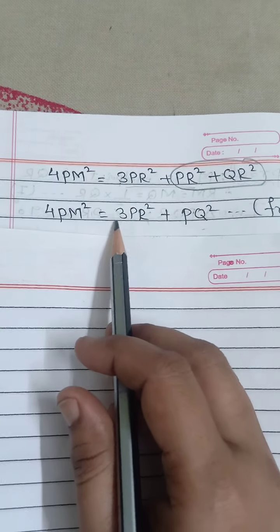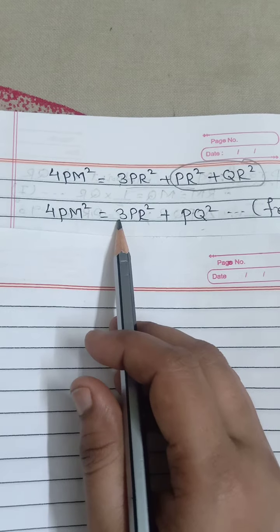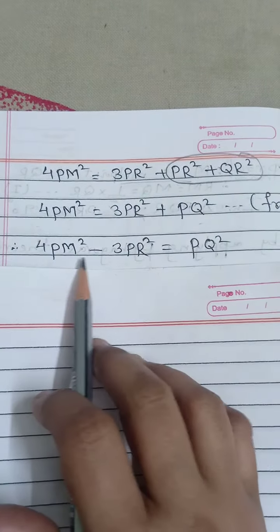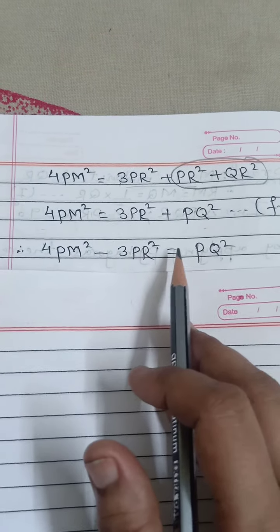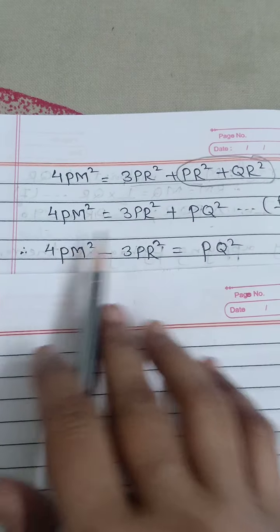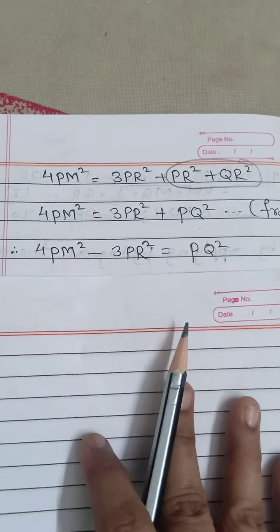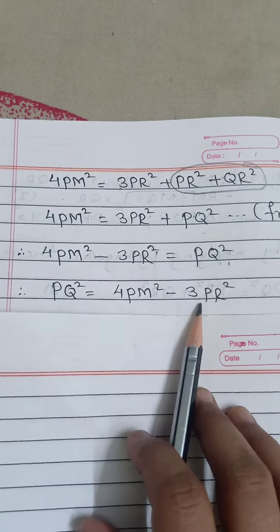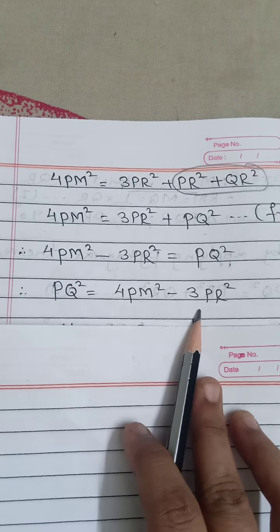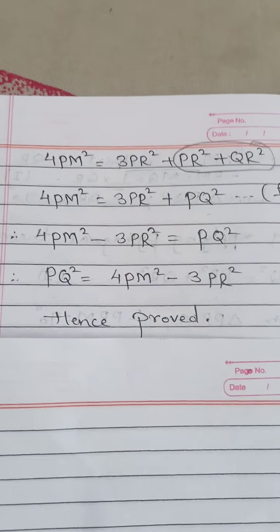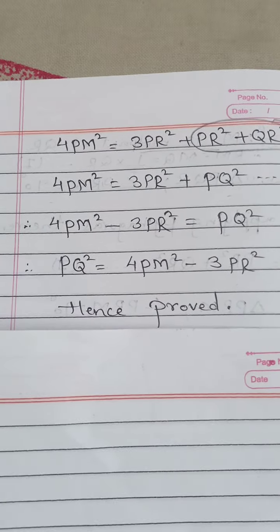Okay. Now this 3 PR square is in plus sign. I will take this term here, so it will come in minus sign. So it will be 4 PM square minus 3 PR square is equal to PQ square. Now this PQ square I will take on the left hand side, and these two terms I will take on the right hand side. So it will be PQ square is 4 PM square minus 3 PR square. So this is what we wanted to prove. This is our required result. At last we can write hence proved. So in this way we have completed our question number 9.